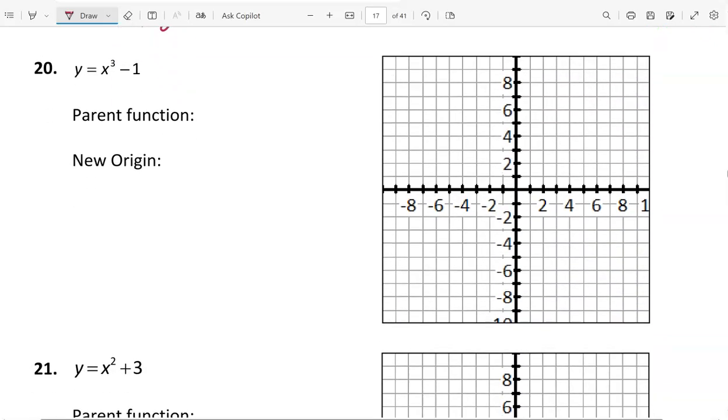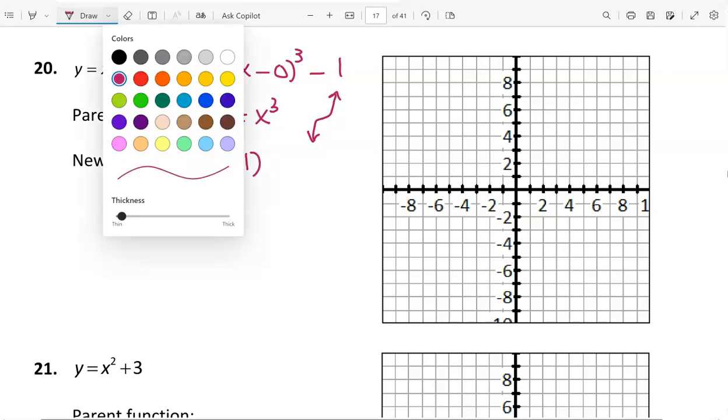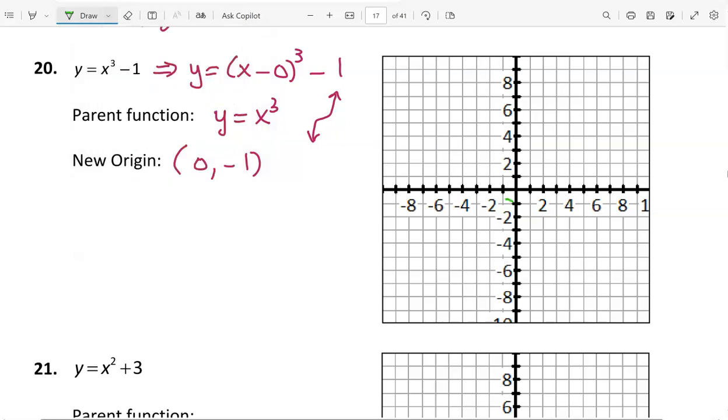For number 20, this parent function can be rewritten in the form y equals (x minus 0) cubed minus 1. We can always subtract 0, and now we have an inside of that cubing. And what that means is the new origin is the point 0, negative 1. Our parent function is y equals x cubed. Let's remember what that looks like. That's that shape, water slide, if you like that. So I'll graph the new origin, which is the point 0, negative 1.